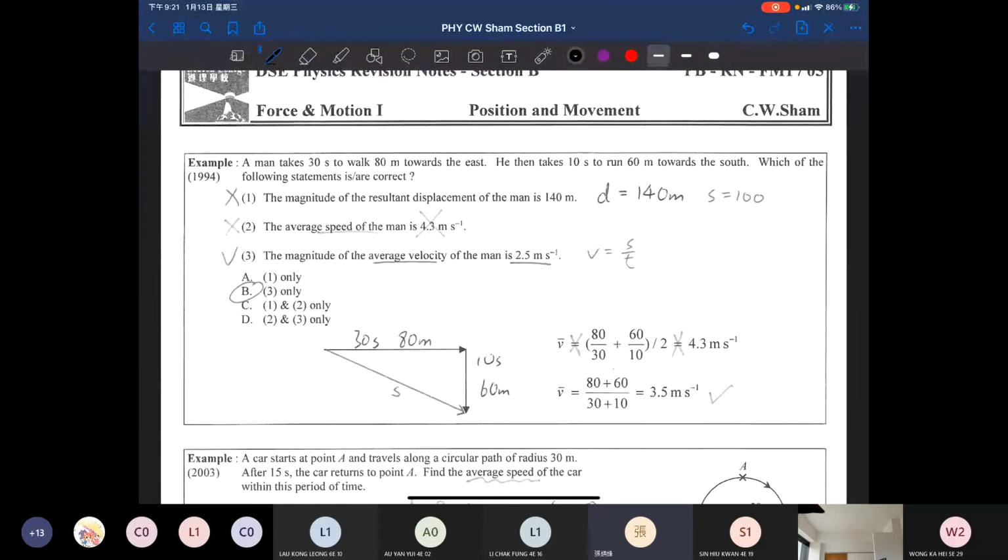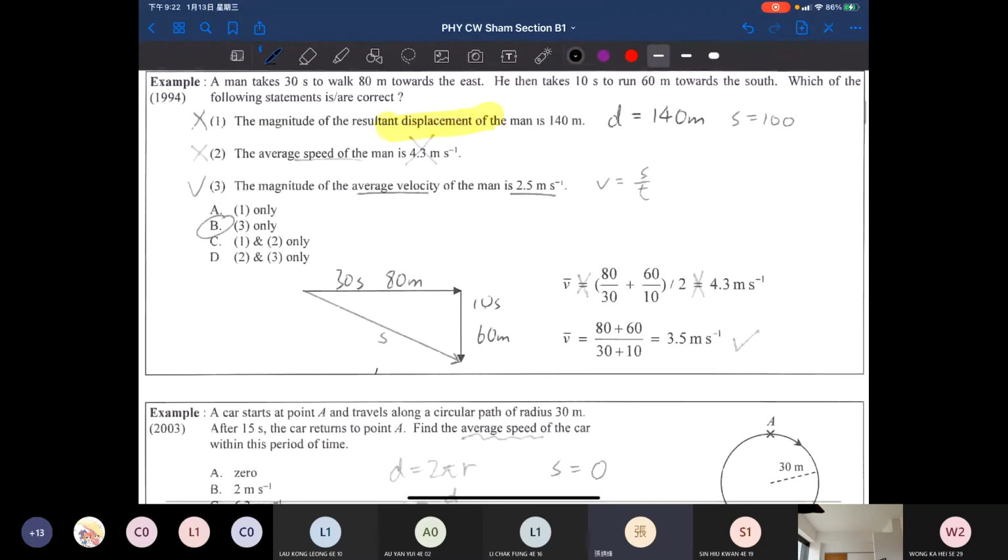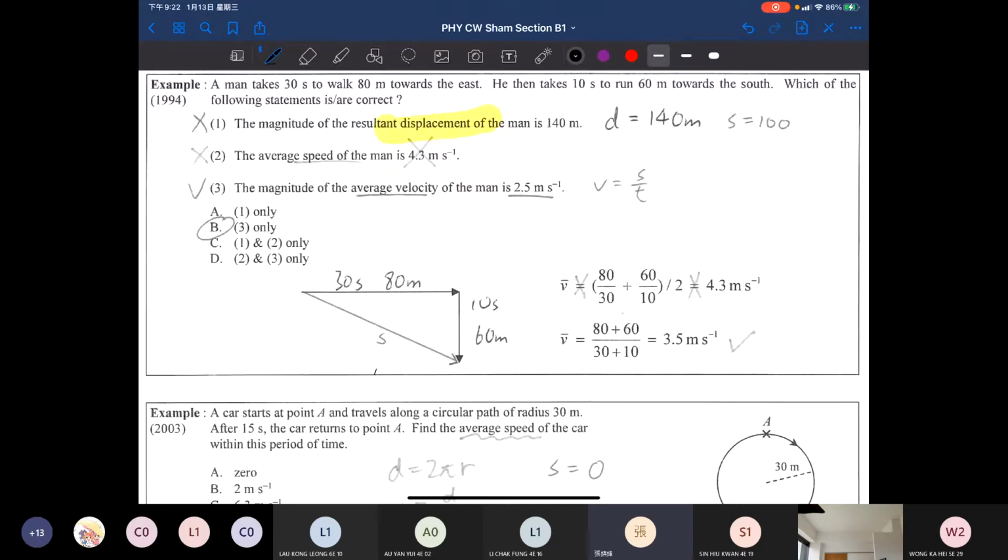A man takes 30 seconds to walk 80 meters towards the east. Then he takes 10 seconds to walk 60 meters towards the south. Which of the following statements is correct? The magnitude of the resultant displacement of the man is 140 meters. So he walks 80 meters to the east and then 60 meters to the south. Therefore, for the displacement, we are only concerned with the initial position to the final position. So if we calculate S, it should be the square root of 80 squared plus 60 squared, which is 100 meters.